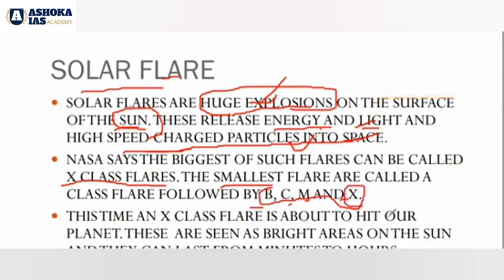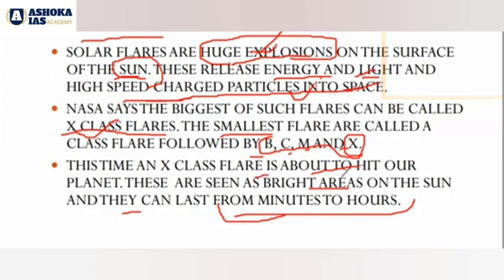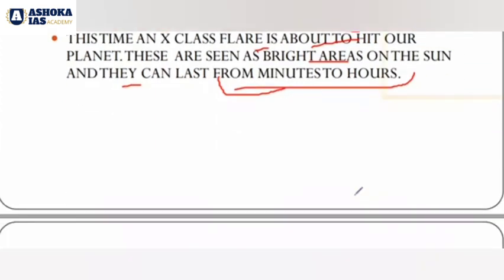And this time, on 3rd July, the solar flare that approached the Earth comes in the X-class category. An X-class flare is about to hit our planet. These are seen as bright areas on the sun, and they can last from minutes to hours. On the sun's surface, we find these explosions in huge quantity, and that is why these solar flares are categorized as X-class this time.